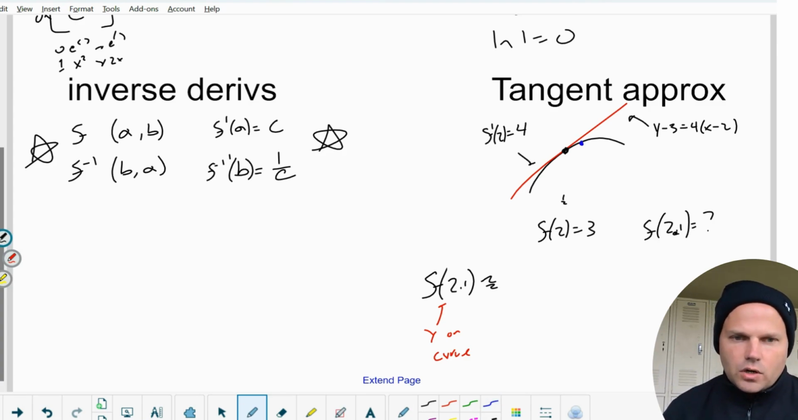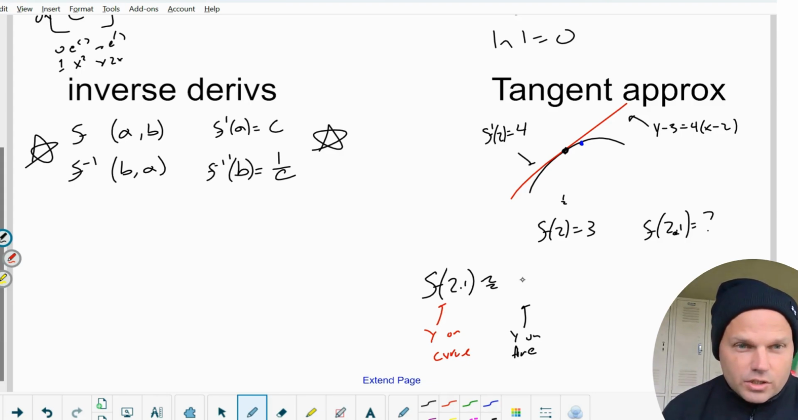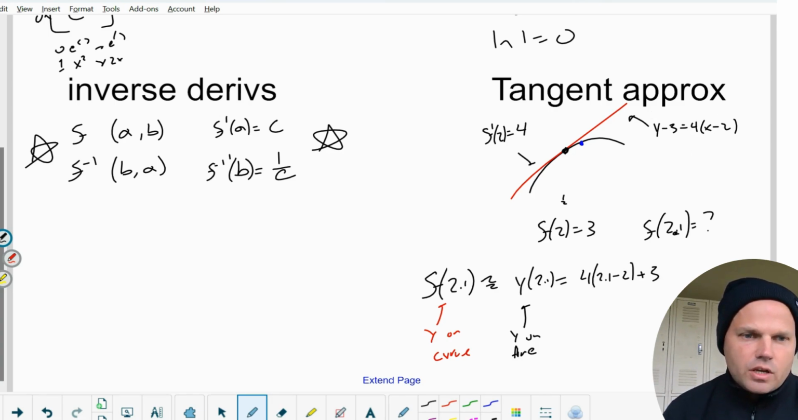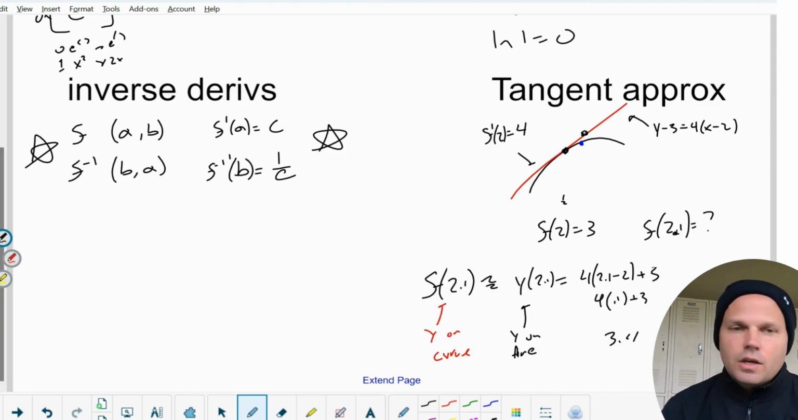The y on the curve can be approximated by the y on the tangent line, which is y of 2.1. And that equals, you could just solve for y here, 4 times 2.1 minus 2, plus 3. So that's 4 times 0.1 plus 3, so that's 3.4. So this y coordinate on the line is 3.4, and that's going to be approximately the same as this y coordinate on the curve.